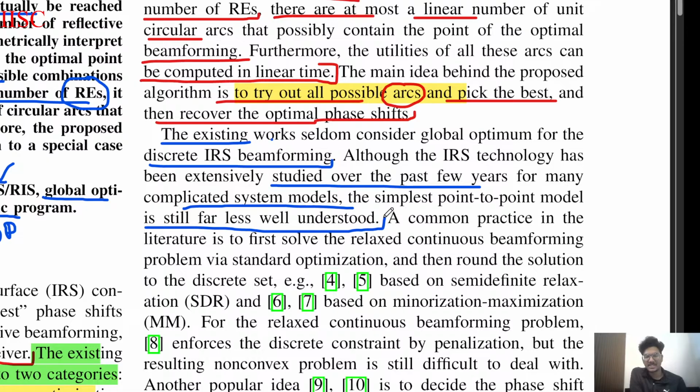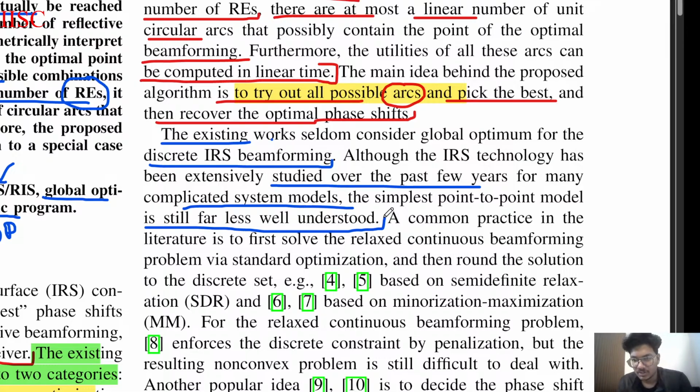Although IRS technology has been extensively studied over the past many years, and over complicated models, the simplest point-to-point model is still far less understood. A common practice in this literature is to first solve the relaxed continuous beamforming problem via standard optimization, and then round the solution to the discrete set.